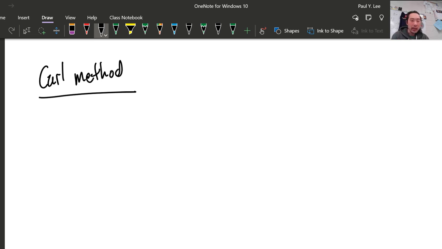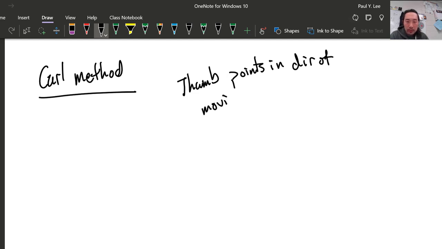And so the idea here is that you're creating a shape as if you're holding a pole, or a broomstick, or just a stick in your hand, and your thumb is aligned with the pole. So it's going to look something like this. Now, the way that the curl method works, I'm going to try to do a 2D version of this. Your thumb points in the direction of the moving charge.